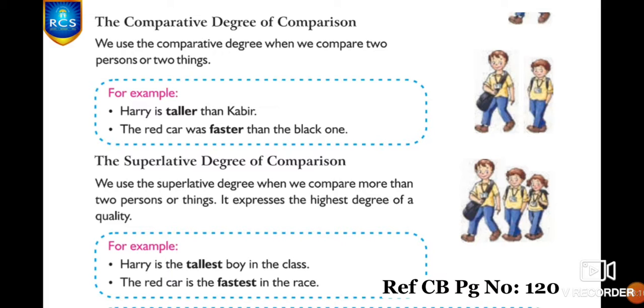And next one is the superlative degree of comparison. We use the superlative degree when we compare more than two persons or things. It expresses the highest degree of a quality. Harry is the tallest boy in the class. The red car is the fastest in the race. Children, I hope you are clear with the 3 degrees of comparison, that is positive, comparative and superlative.